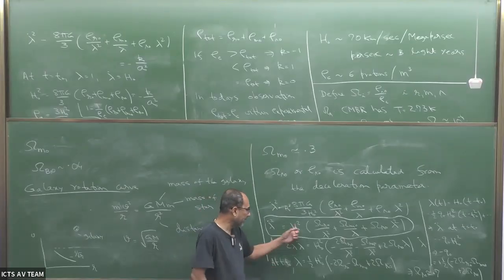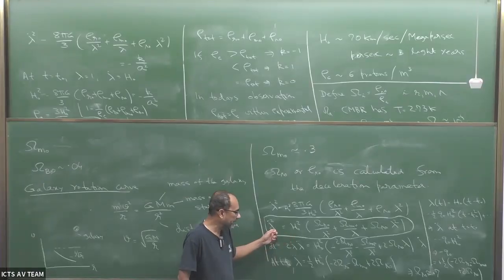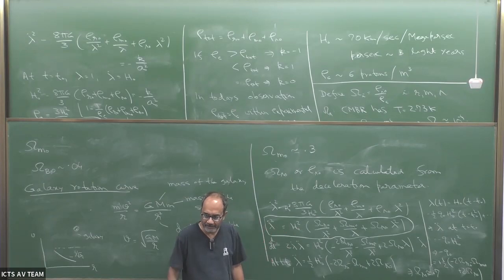In fact, you can just eliminate H naught also by redefining T by scaling T by H naught, right? Because this is d lambda dt. So H naught times T, if you define a new time, then H naught also disappears from this equation.